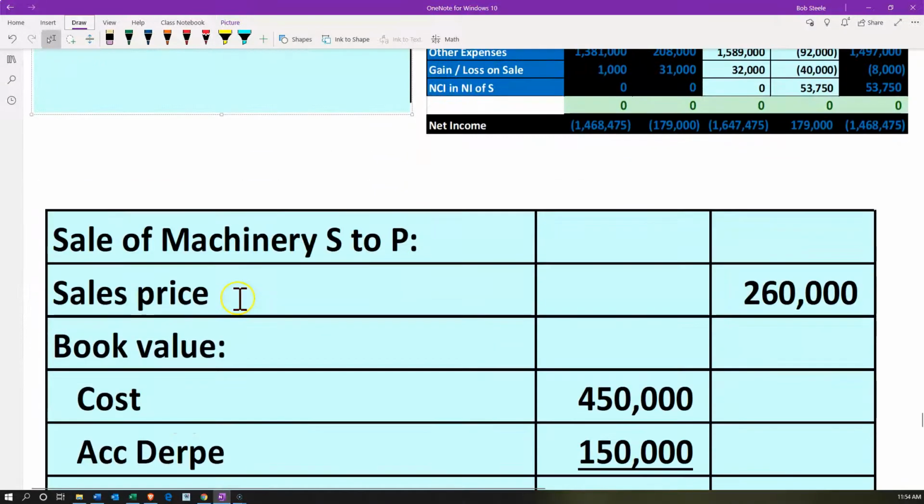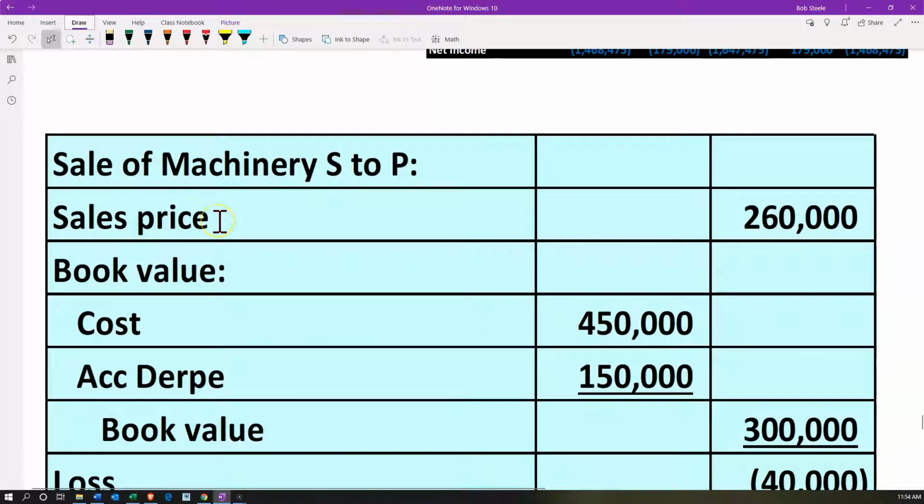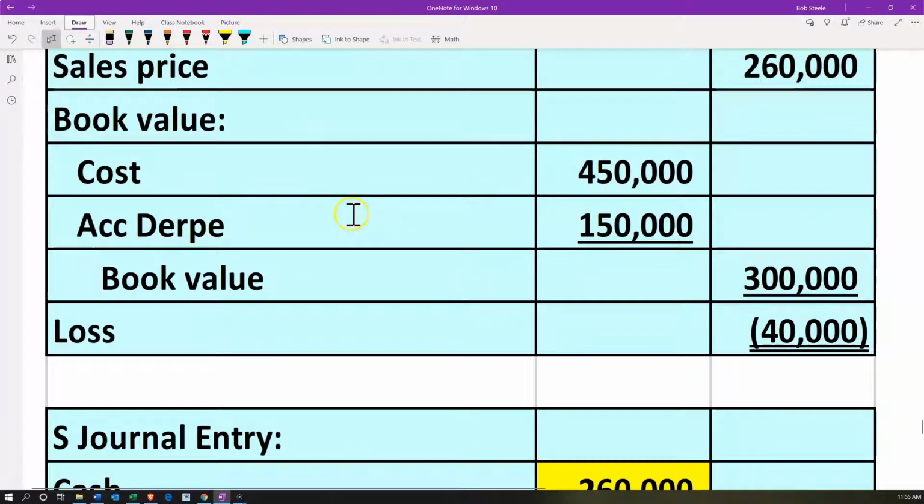Let's review the transaction very quickly. We got the sale of machinery from S to P. So it's going to be an upstream transaction, S to P, sales price $260,000. Book value is calculated as the cost, $450, minus the accumulated depreciation at the point in time of the sale, $150, bringing the book value to $300,000. Because the book value is greater than the sales price, we have a loss of $40,000. It is an intercompany transaction.